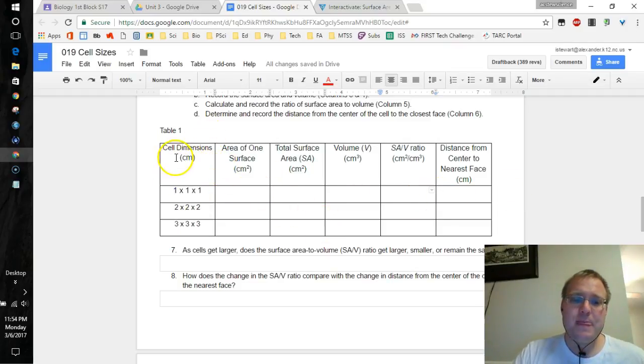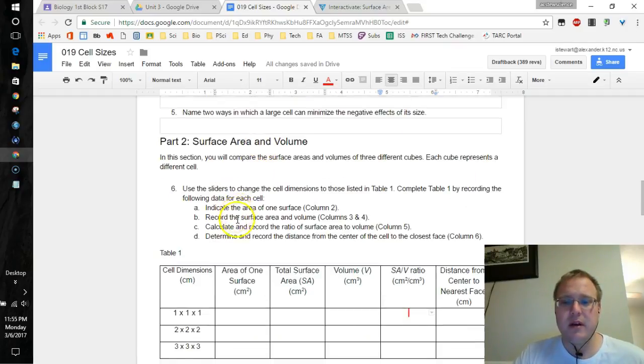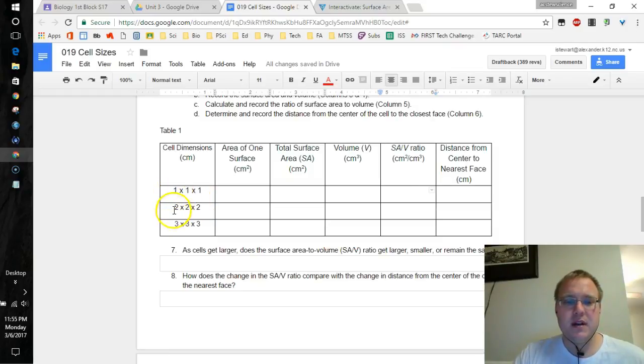Now remember, you don't actually have to use that applet if it doesn't work. All you would have to do is, to find the area of one surface, you take length times width, and then that would be it. Then to find the total surface area, you take that and multiply it by the number of surfaces in a cube, which would be 6. And then to find the volume, you take all 3 and multiply those. That should be fairly straightforward. Remember, you're finding the surface area and the volume of this cube.